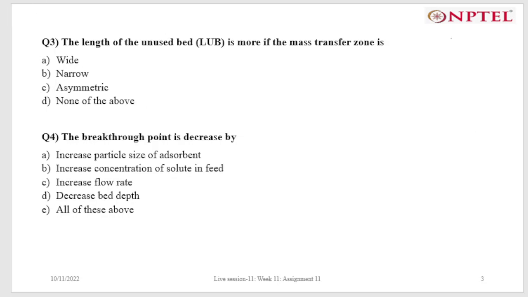Moving to question 3. If the length of the unused bed, LUB, is more, the mass transfer zone is. Here, unused bed means some of the adsorbent part is not used to adsorb the adsorbate. That's called the unused bed. So here I ask, the length of the unused bed is more if the mass transfer zone is.